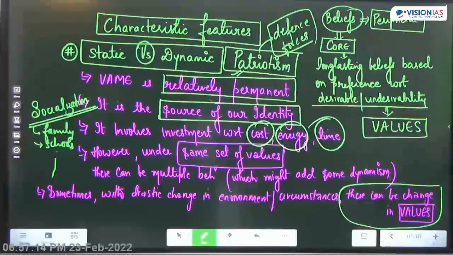In the context of defense services, patriotism demands readiness to lay down one's life in protecting the nation. Full stop.